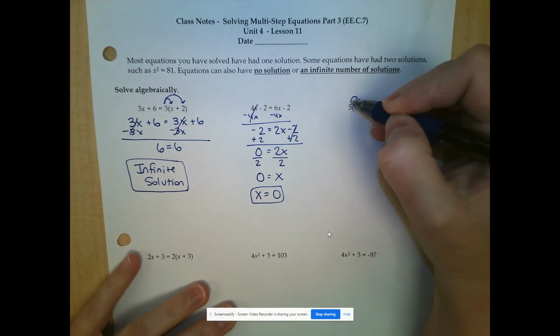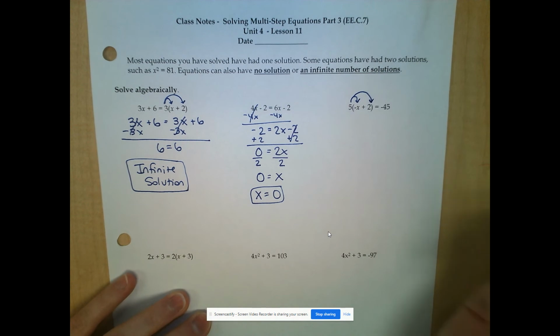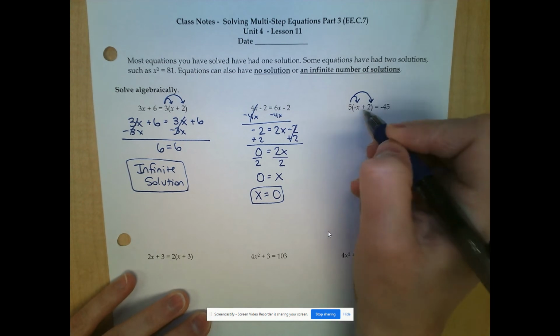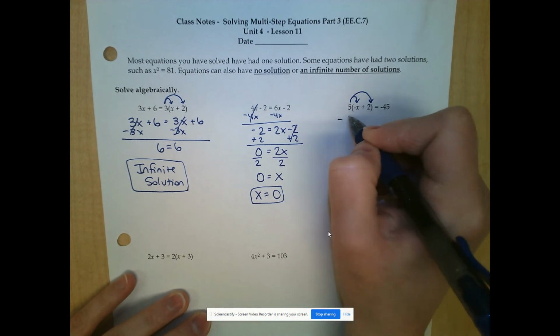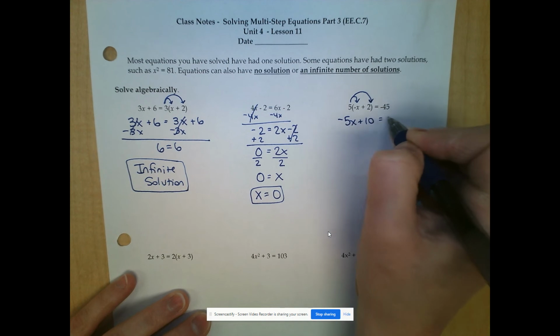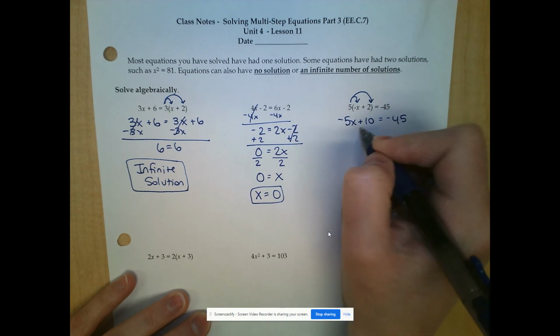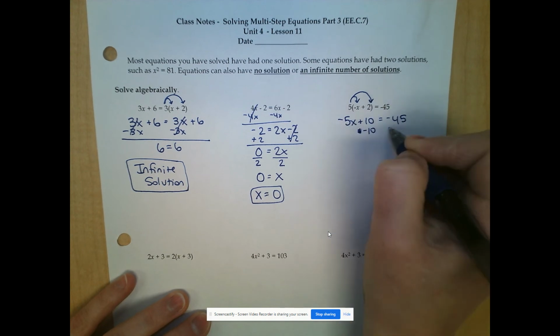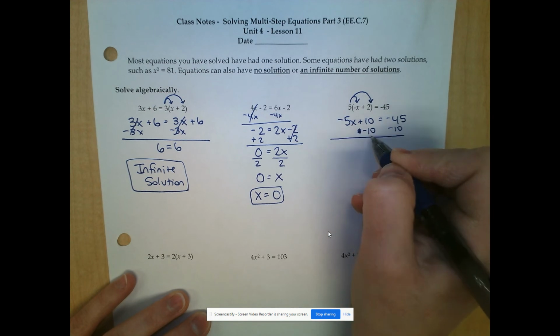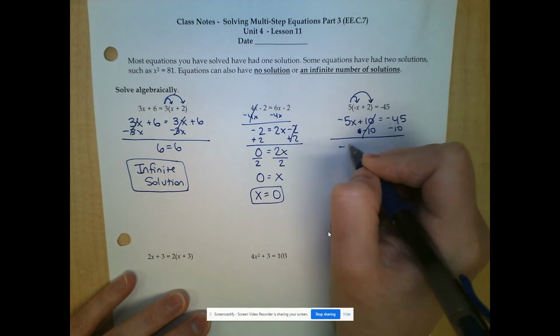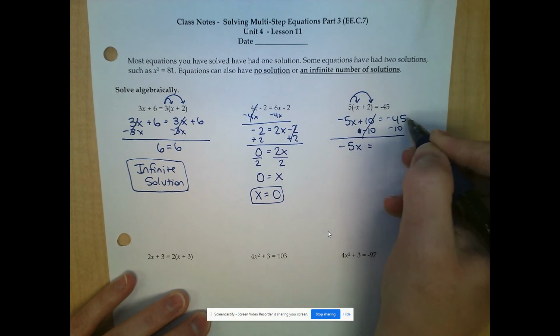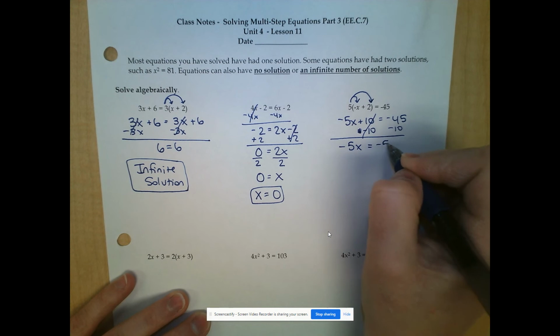This one, I noticed that the left side needs to be simplified. I would multiply both parts by 5. So negative 5x plus 10 equals negative 45. I would subtract 10 from both sides. It was a plus 10, so I would subtract 10. Negative 5x equals negative 45 minus 10 is negative 55.